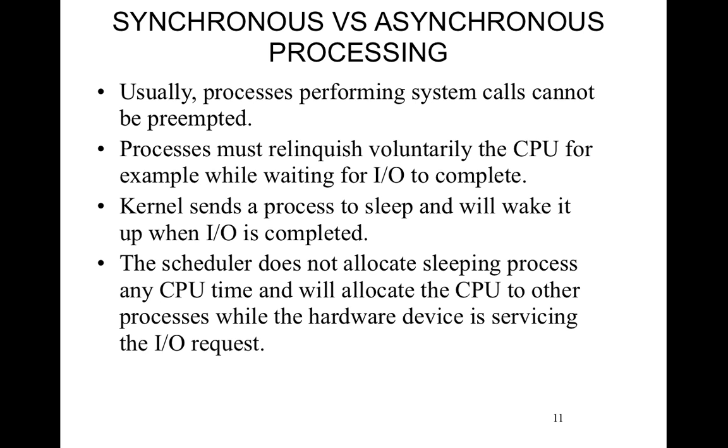So usually processes performing system calls can't be preempted. You're not going to interrupt a call that's opening up a drive or writing a file, because you're going to have corrupted memory, a corrupted process. It's not going to work correctly. So the process must relinquish the CPU voluntarily, for example while waiting for I/O to complete.